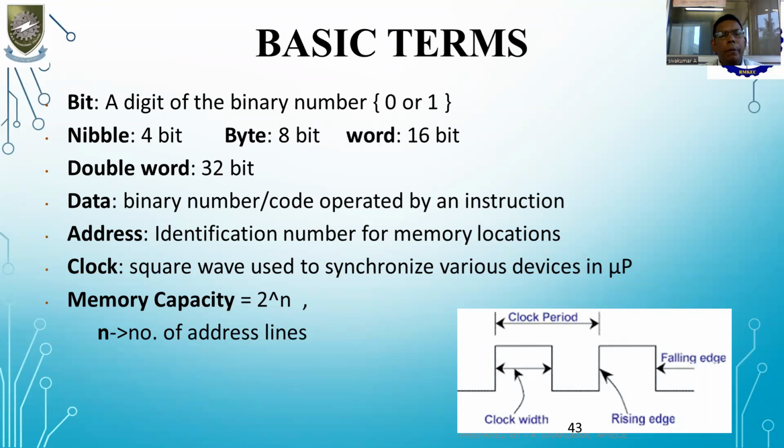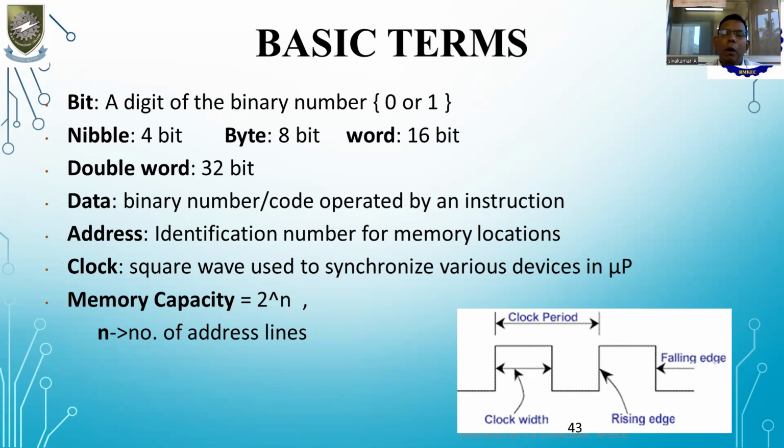A nibble means 4 bits, a byte means 8 bits, a word means 16 bits, a double word means 32 bits. Data means a binary number or code operated on by an instruction. Address is the identification number of a memory location. Clock is a square wave used to synchronize the various devices in the microprocessor. Memory capacity is 2 power n, where n is the number of address lines.